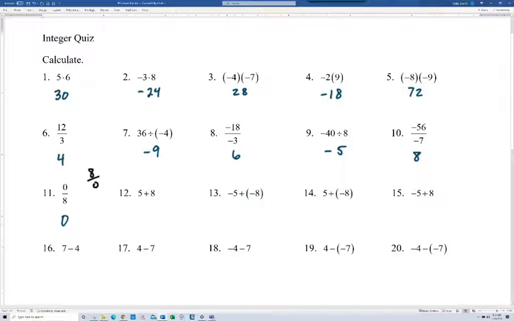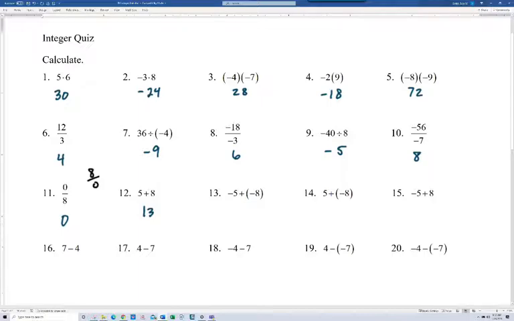Number 12. Now we're into addition. So 12 through 15 are addition problems. Of course, if you add 5 and 8, you're going to get 13. On number 13, excuse me, you've got -5 plus -8, and so you're adding two negatives. So basically, the rule for when you add two numbers with the same signs is you add the two numbers, ignoring the signs. So in this case, that's 5 and 8, and that would be 13.